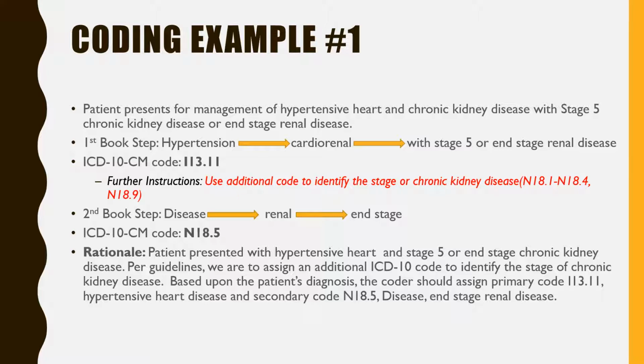And so our rationale is the patient presented with hypertensive heart and stage 5 or end-stage chronic kidney disease. Per the coding guidelines, we are to assign an additional ICD-10 code to identify the stage of chronic kidney disease. So based upon the patient's diagnosis, the coder should assign primary code I13.11, again, which represents the hypertensive heart disease, and then secondary code N18.5, which represents the stage of the chronic kidney disease.